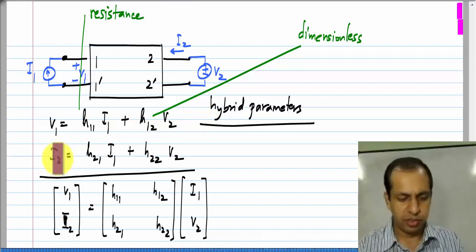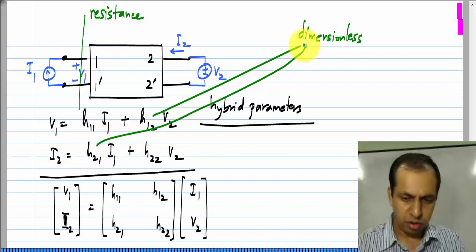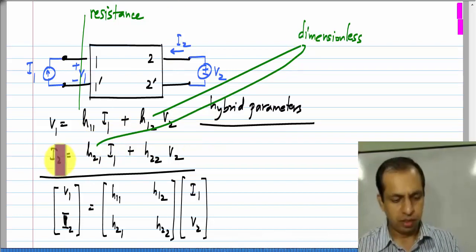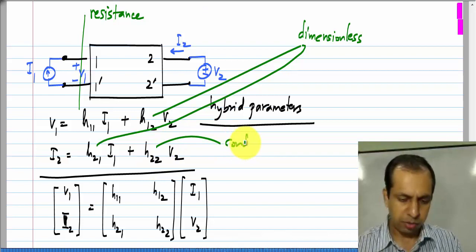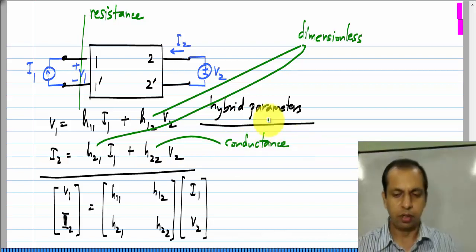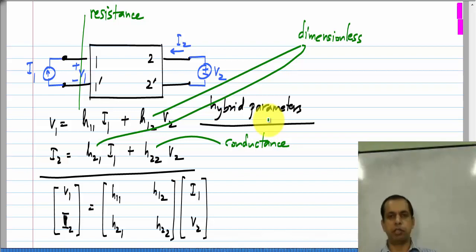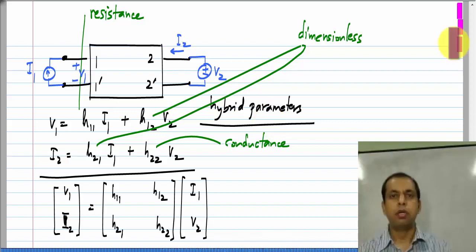And similarly, in the second expression, I 2 equals H 21 times I 1. So, this has to be dimensionless H 21. So, this is also dimensionless, and finally, this is a current equaling something times a voltage. So, H 22 has dimensions of conductance. Okay. So, the 4 parameters do not have the same dimensions. So, they are called hybrid parameters. Okay. Now, evaluation of this is exactly in the same way as earlier. You set one of the independent variables to 0 and evaluate them. As before, you can take 4 different sets of the independent variables and evaluate everything, but the most convenient thing is to set one of them to be 0. Okay.